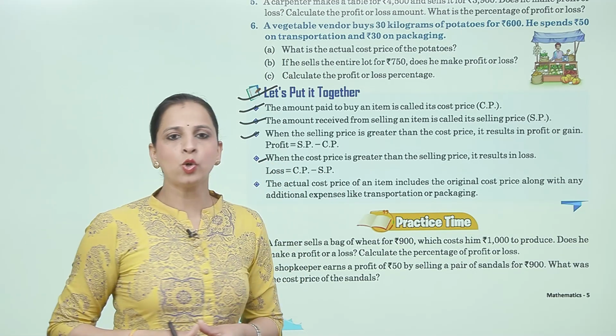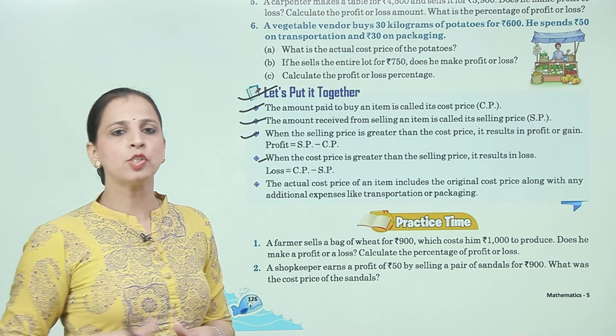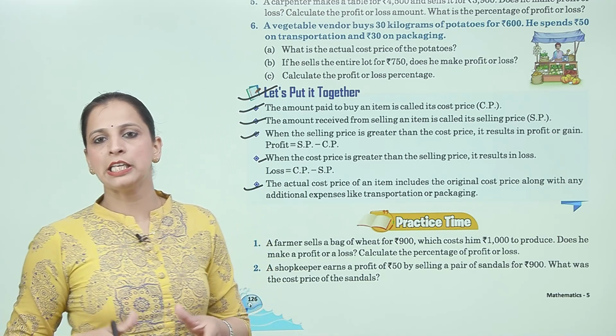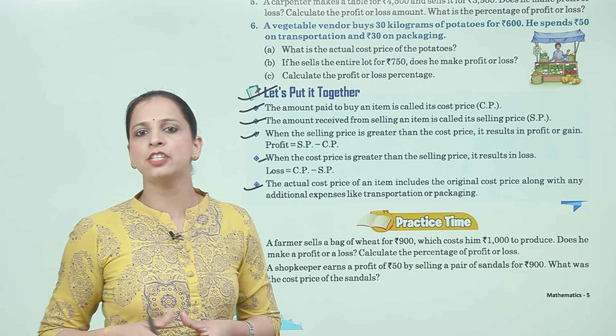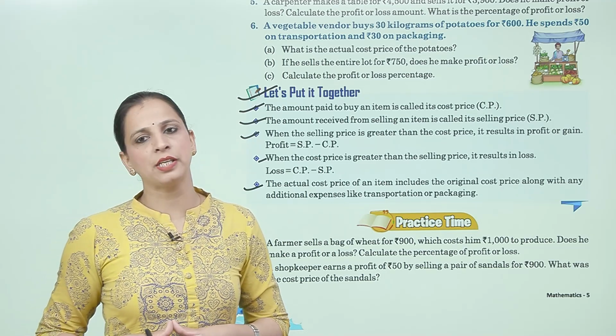Next, when the cost price is greater than the selling price, it results in loss. Loss is equal to CP minus SP. Next, the actual cost price of an item includes the original cost price along with any additional expenses like transportation or packaging. तो बच्चों, आई होप आपको चैप्टर समझ आए. इसका रिवीजन आप खुद करेंगे.